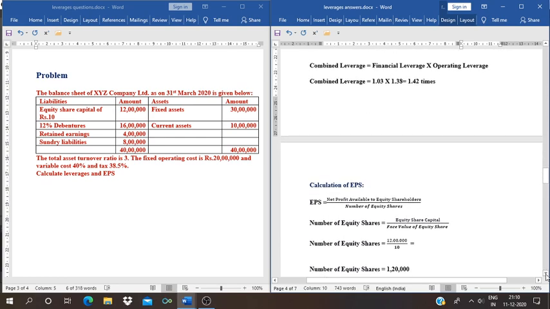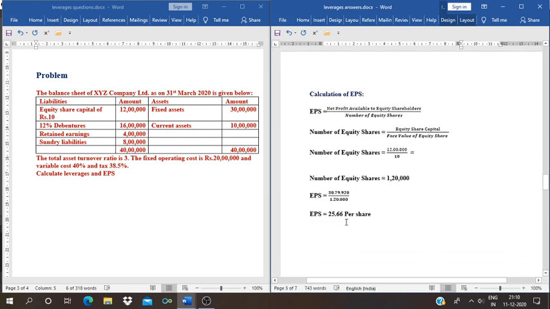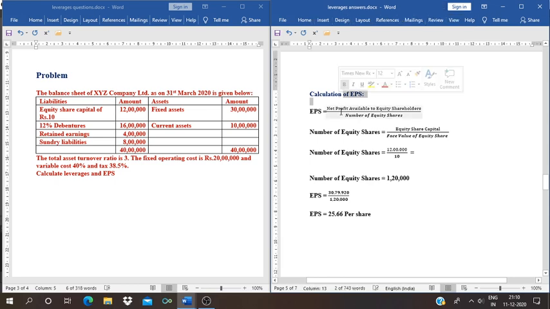Now, after calculating the leverages, we need to calculate the EPS. EPS means earnings per share. The formula for earnings per share is net profit available to equity shareholders divided by number of equity shares.